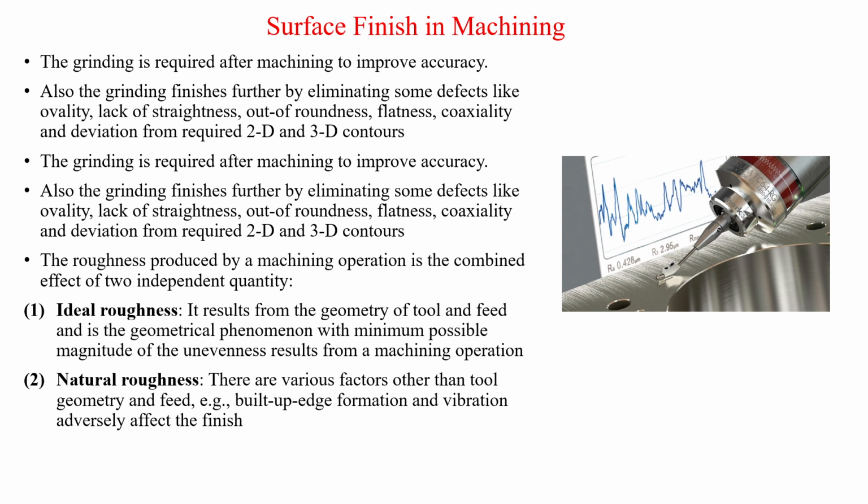Now, the natural roughness. Natural roughness is the kind of roughness produced other than by the tool geometry and feed, like the roughness generated because of machining parameters or environmental factors, such as built-up edge formation on the tool and the vibration which affects the finish. So this is all about natural roughness. We have seen what ideal roughness is and what natural roughness is. Let's now see this in a detailed manner.